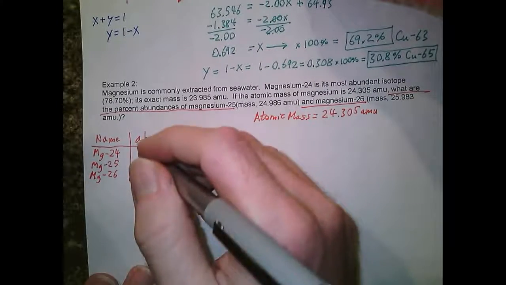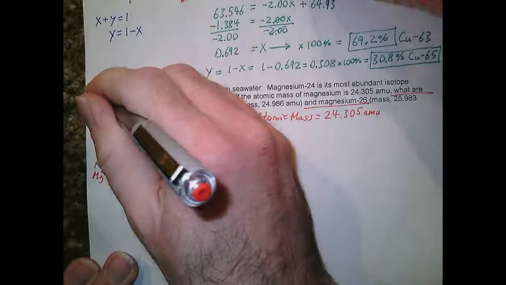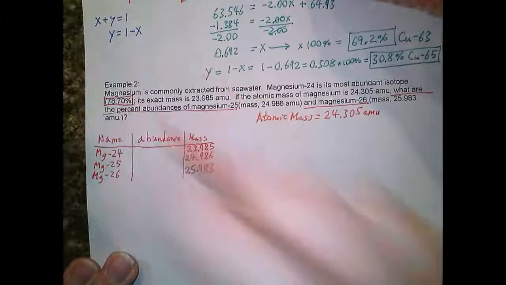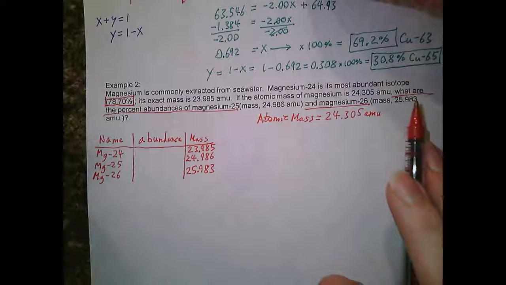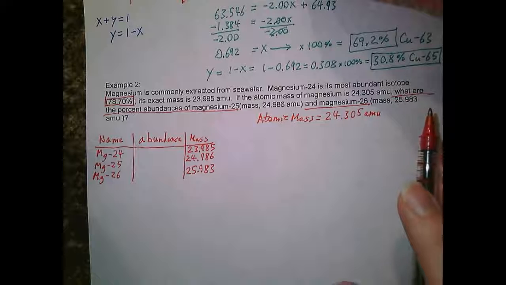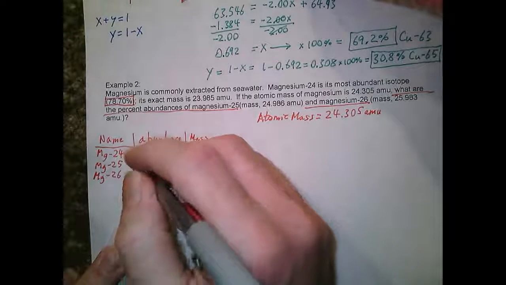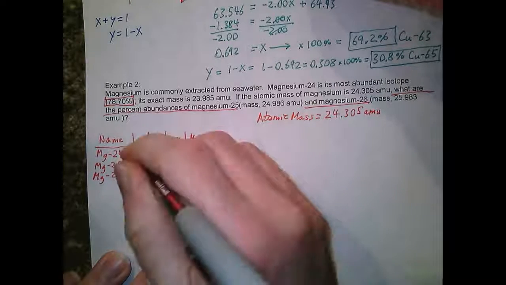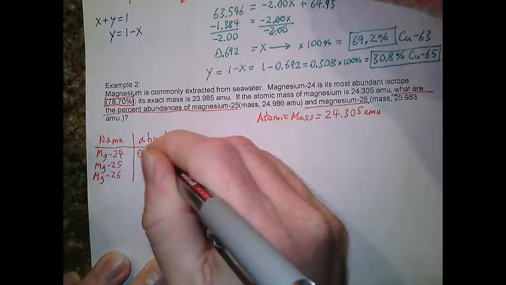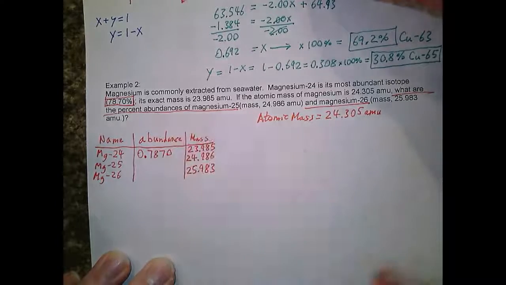Now, we have 3 abundances. One of them is given in the problem, this one right here. Of course, you need to turn that percent into a decimal, so move the decimal to the left 2 spaces or divide by 100. That's magnesium 24, that is 0.7870. That's our abundance.